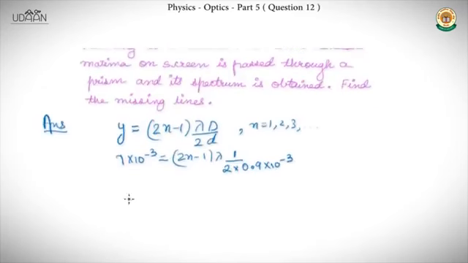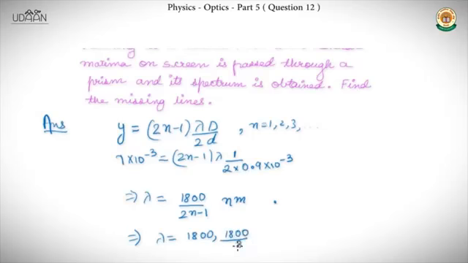So we get lambda equal to 1800 by (2n minus 1) nanometers. This is in meters, and we have converted it into nanometers. Now, by putting different values of n from 1 to infinity, we get lambda equal to 1800, 1800 by 3, 1800 by 5, and so on.